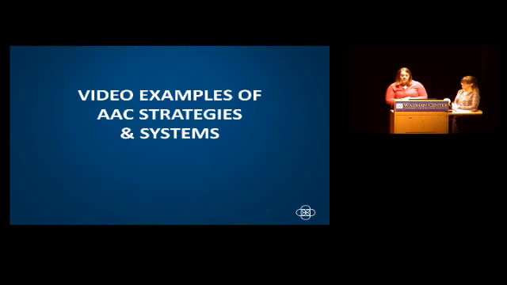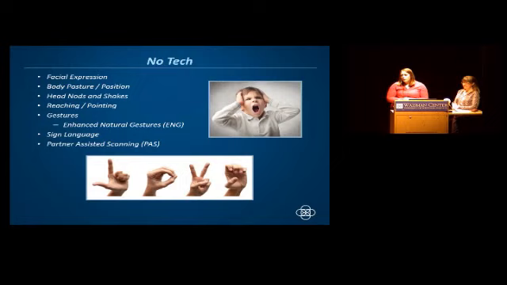The first category that we might talk about is no tech, which means no technology needed. So this is the idea that there's nothing outside of the person or their partner's body needed for them to do some communicating. And if you look at this list, we all use these things. I'm using my hands as I'm talking with you. I'm using different facial expressions. And so these types of strategies can be taught and shaped to individuals who have CP or other complex communication needs to give them quick and efficient ways to communicate really important things.